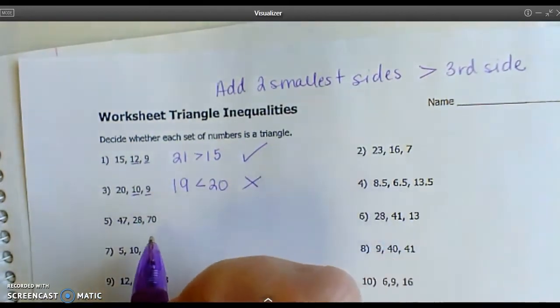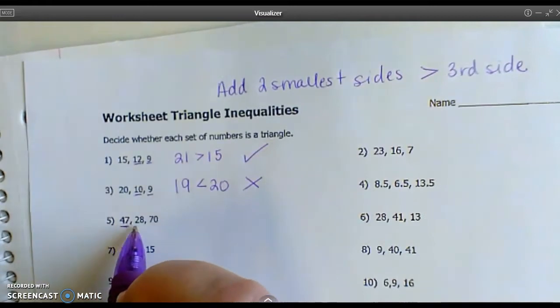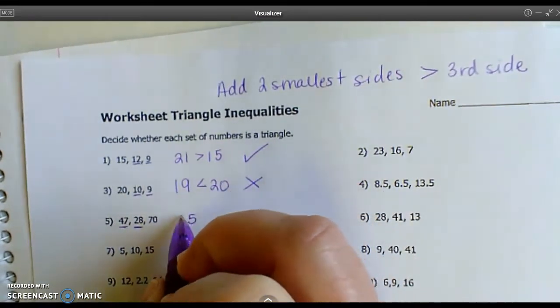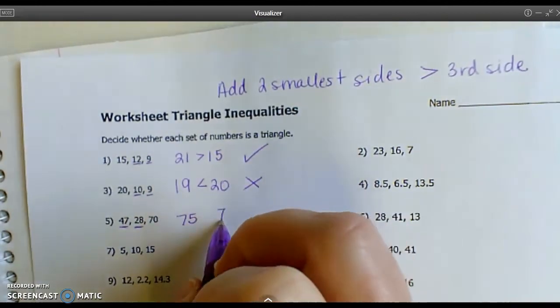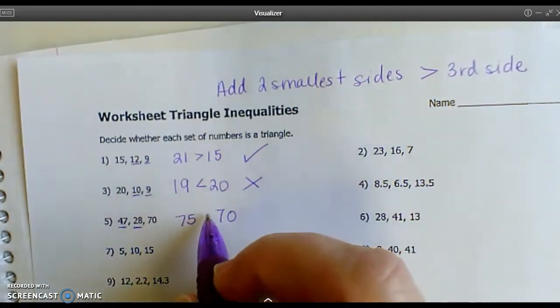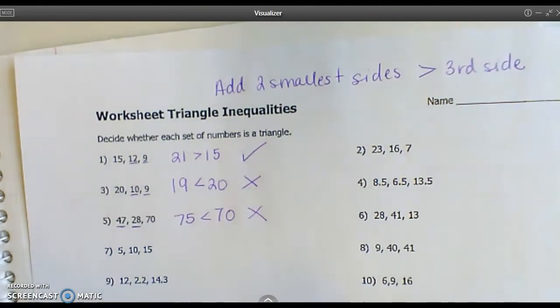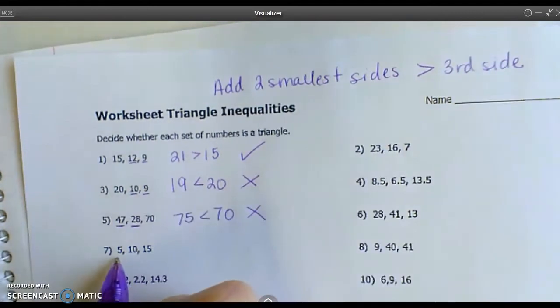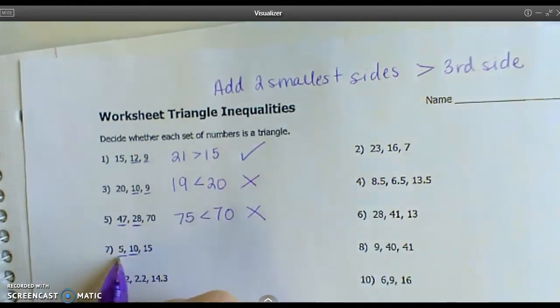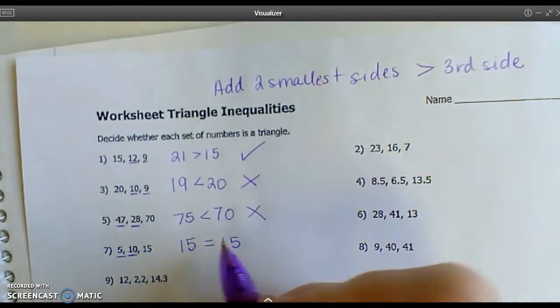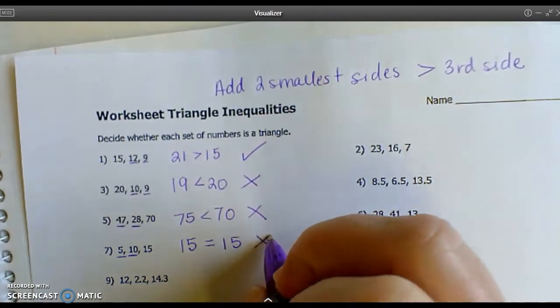Number 5. Alright, the two smallest ones here are these two. When you add that, you get 75. 70 is what you're comparing it to. It is not greater, so that one does not make a triangle. Five and 10 are the two smallest. Add that together. 15 is what you're comparing it to. It's equal. It's not greater. This one does not make a triangle.